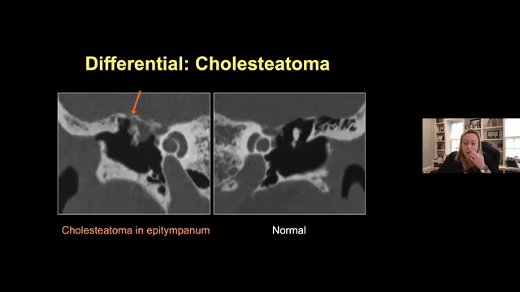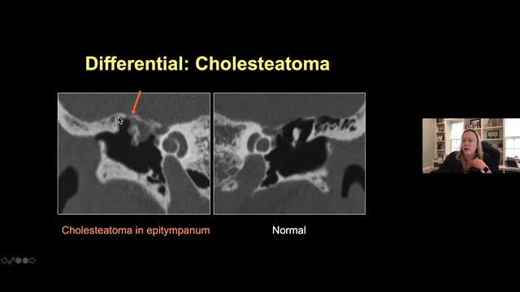So here's another case of cholesteatoma. Here you can see a pretty large cholesteatoma. The soft tissue mass is encasing and eroding the ossicles and the tegmen. This is in the epitympanum. Remember, the middle ear cavity is divided into the mesotympanum, which is at the level of the external auditory canal, the epitympanum, which is superior, and the hypotympanum, which is inferior.